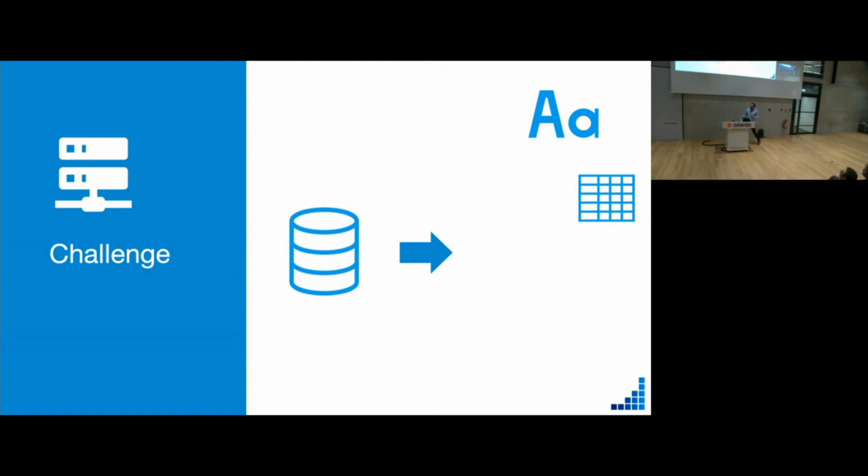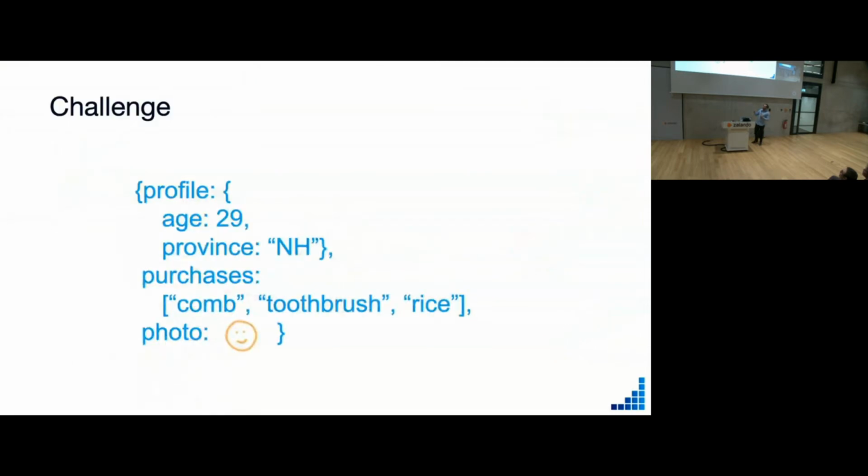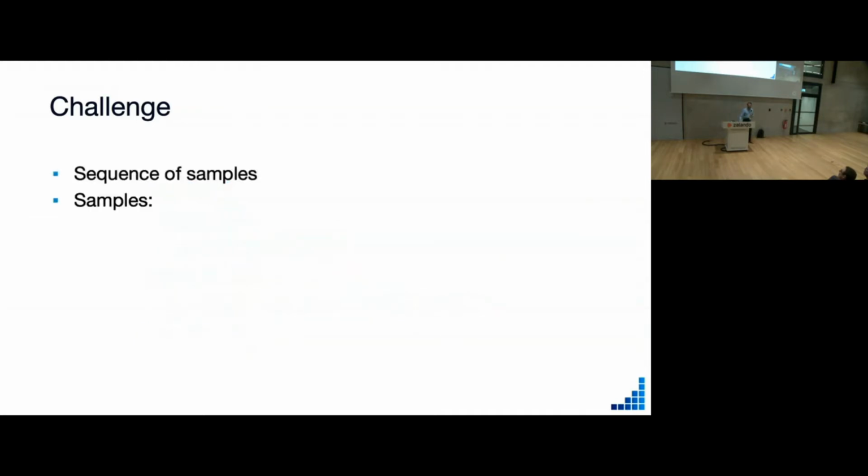And here's an example of one sample that our users' code could pass to us. This is a dictionary. It has a profile element, which is another dictionary. There's purchases, which is a list of strings in this case. And there's a photo, which is a three-dimensional NumPy array. So we have this sequence of samples. These samples can be nested. They can have missing values. They could be of different types. They could be variable length. And the goal is that we can look at a lot of these samples and still have some schema definition as the output.